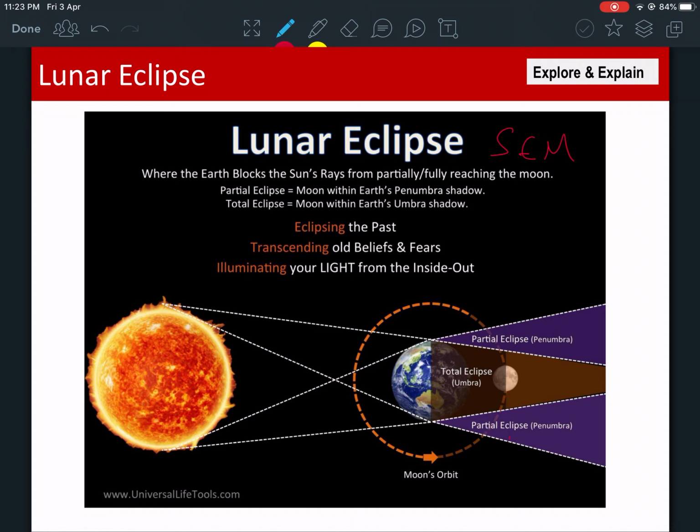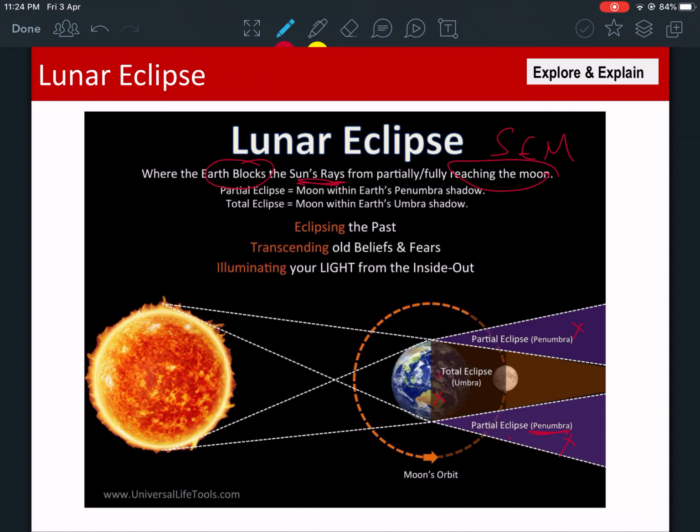Okay, so let's look at this. You have the moon over here, and the earth is blocking part of the sun's rays from reaching the moon. That is where the earth blocks. So in a solar eclipse, the moon blocks, but in a lunar eclipse, the earth blocks the rays of the sun from reaching the moon. So that's a lunar eclipse. It's also partial, which is called penumbra, or total, which is called umbra.